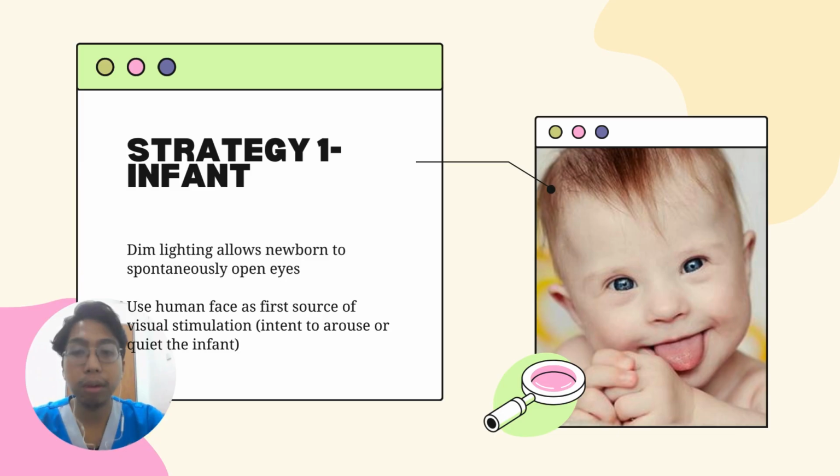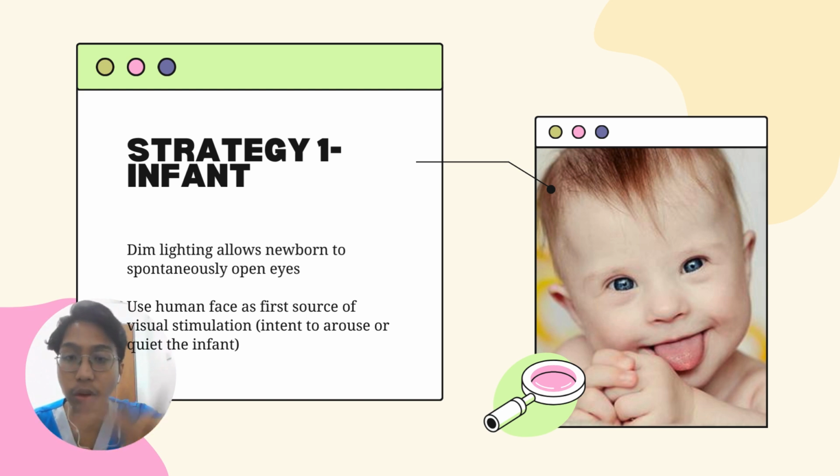All right, for strategy number one, which is infant, the first one is dim lighting, which allows newborns to spontaneously open their eyes. When they are able to open their eyes, they are able to see things clearly, right? You can see that in the hospital, in the place where babies are warded, they always dim the lights to make sure that the baby keeps their eyes open. If they close their eyes, their oculomotor function would not develop properly.